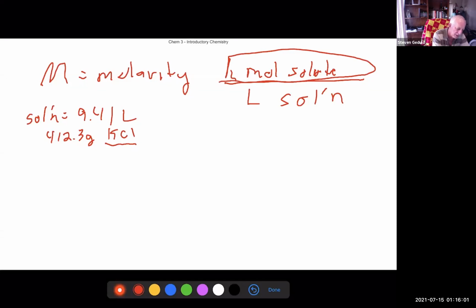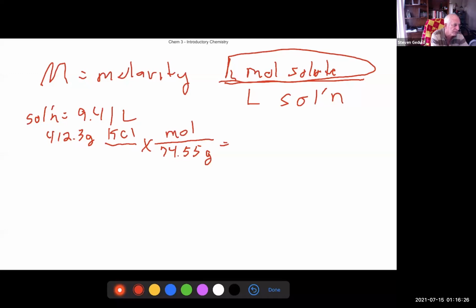So we have 412.3 grams potassium chloride, and that's one potassium, one chlorine. It gives you in the problem that it's 74.55 grams per mole. That's the molecular weight. So 412.3 divided by 74.55 comes out to 5.531 moles.